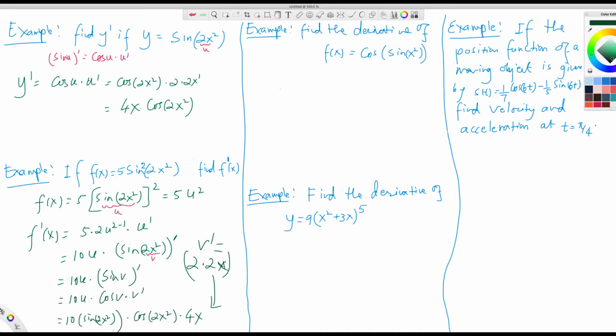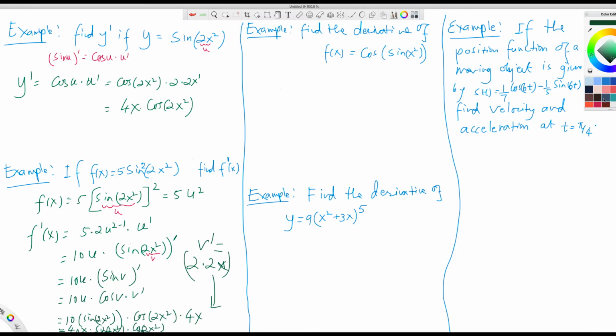So this is the final answer. You can write 10 sine 2x squared times cosine 2x squared, and then times 4x. Or if you want, you can write 40x times sine 2x squared times cosine 2x squared. You can write it that way. So that is the final answer.